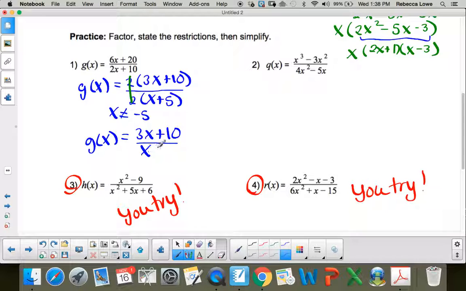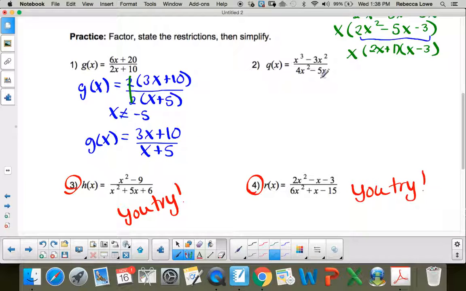over x plus 5. Please do not do this. This is completely wrong. Don't do that. 3x plus 10 is a factor and x plus 5 is a factor. The only way to cancel those things out is if they're exactly the same. Don't do that. There is your final simplified version.